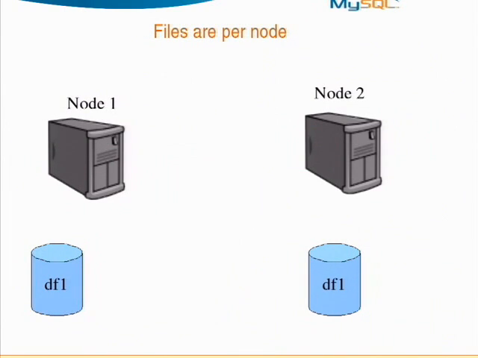And files are per node. Because we have replicas of things, and we split things up, partition them, you have these files on each node.